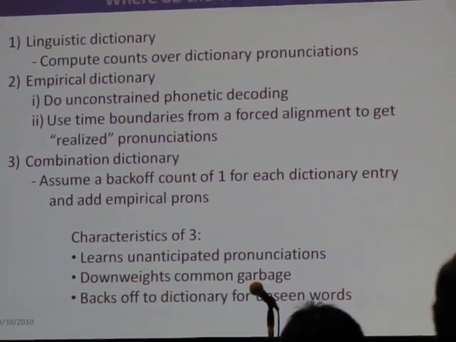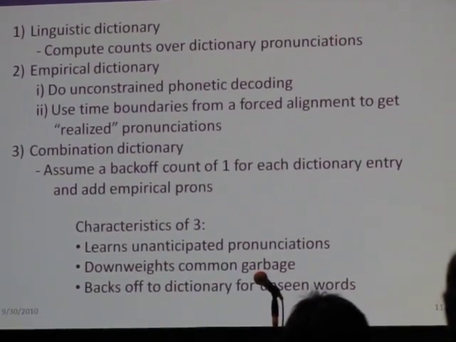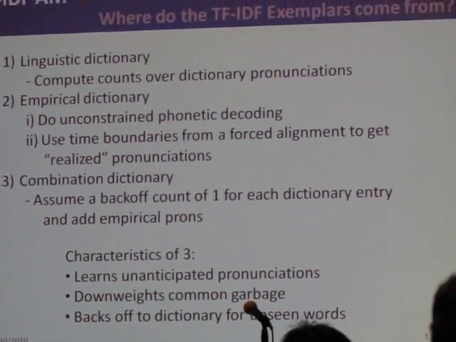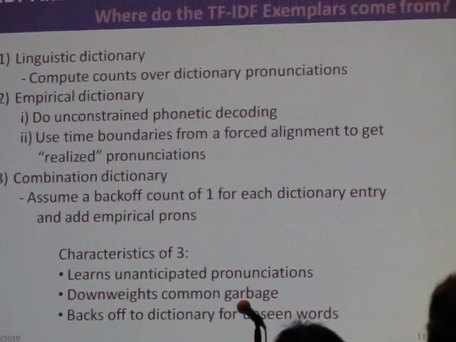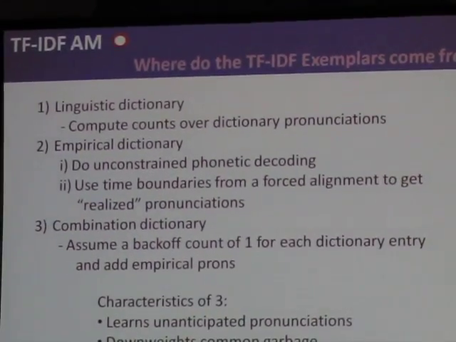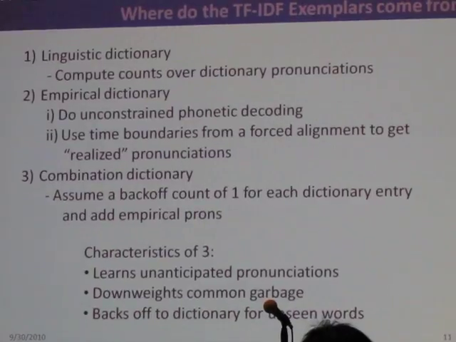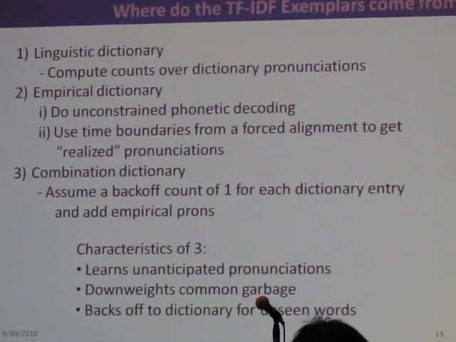Okay, where do these TF-IDF exemplars come from? There are 2 basic sources of them. One of them is a linguistic dictionary. If you have a dictionary, you can take that dictionary, compute the counts, and for each word, compute its TF-IDF vector and use that as the exemplar for that word.